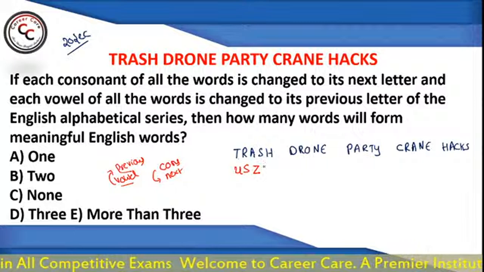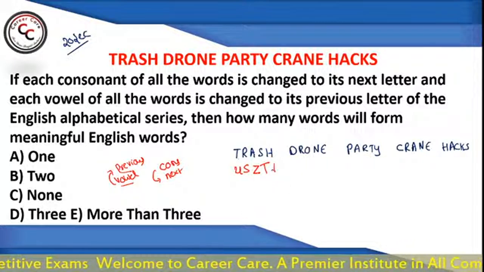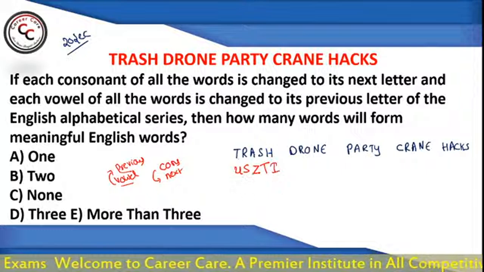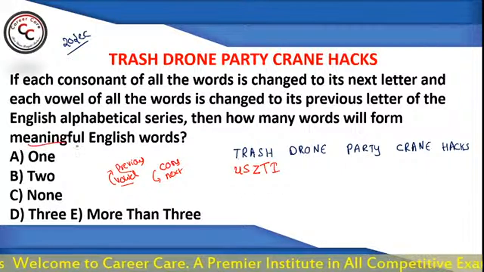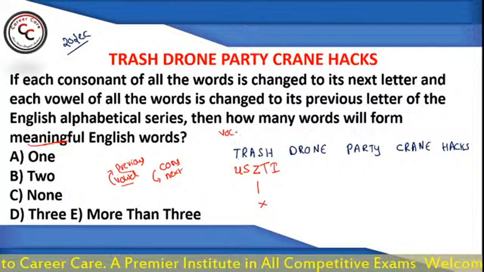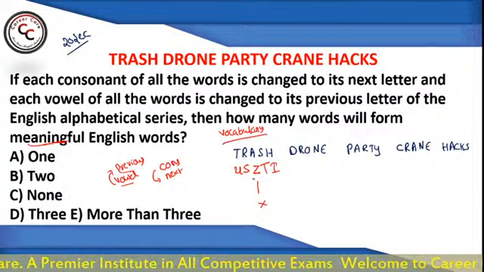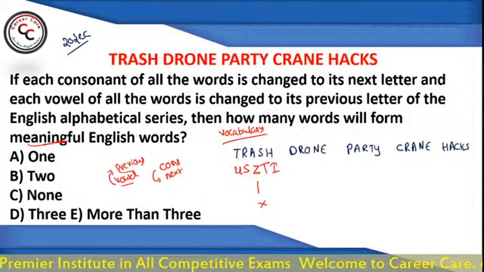Similarly, S is a consonant, next letter T. H is a consonant, next letter I. So U, S, Z, T, I. Is this a meaningful English word? No. Whenever meaningful words are given, make sure your vocabulary is very important. So no short forms are required. Here Balu is saying option C, none.